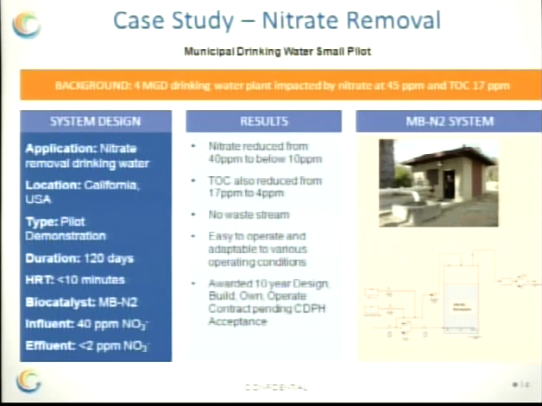The retention time was 10 minutes, so the contact time was really minimal. It was easy to operate. We had just a 1-day session with one of their operators, and he operated for the 120 days. The purpose was to show that there's not a lot of training required to operate the microwave system. Based on some of the results, we were awarded a 10-year design, build, own, operate contract pending the CDPH conditional acceptance.